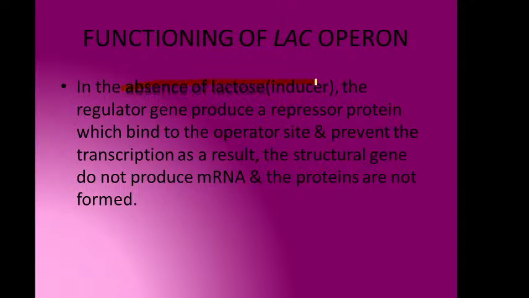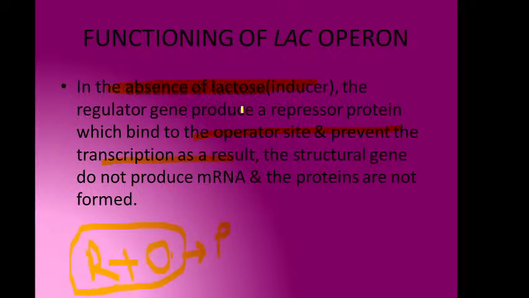In the absence of lactose, or you can say inducer, when we don't have lactose, the regulatory gene produces a repressor protein which binds to the operator site and prevents transcription. Lactose is an inducer, so this is an inducible operon system. If lactose is not there, the repressor will bind with the operator site and does not allow the functioning of the promoter. The function of the promoter is basically to start the reaction, to proceed with transcription. So when the repressor binds with the operator, it will not allow the reaction to proceed.